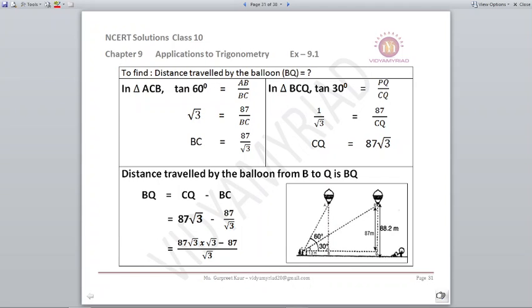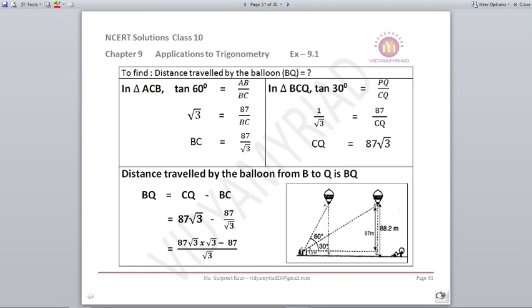Let's find out. Triangle ACB, tan 60 degree will be equal to AB upon BC. Now AB will be 87. Tan 60 is root 3. We don't know BC. So BC will be equal to 87 upon root 3. So in triangle BCQ, the bigger triangle, tan 30 is equal to PQ upon CQ. Tan 30 is 1 upon root 3. PQ is 87 upon CQ. So CQ is equal to 87 root 3.